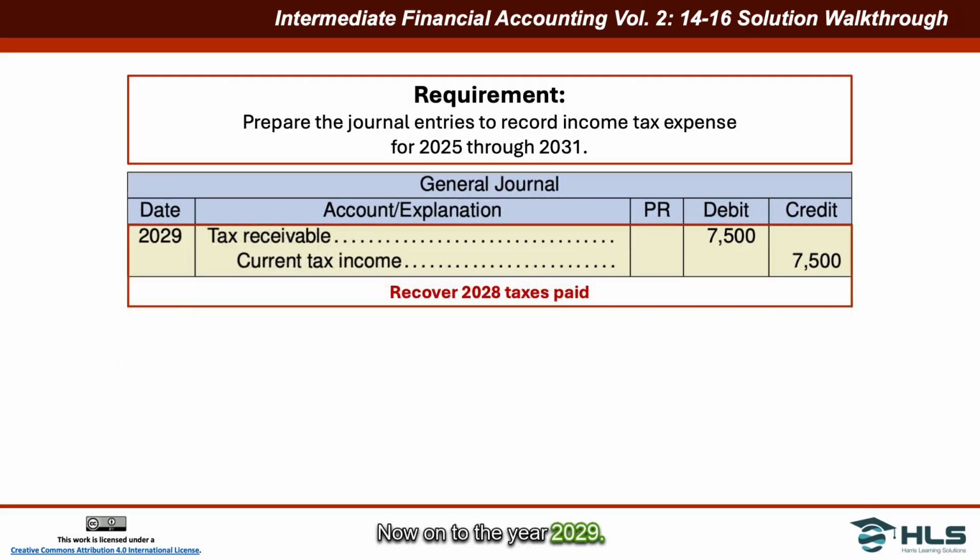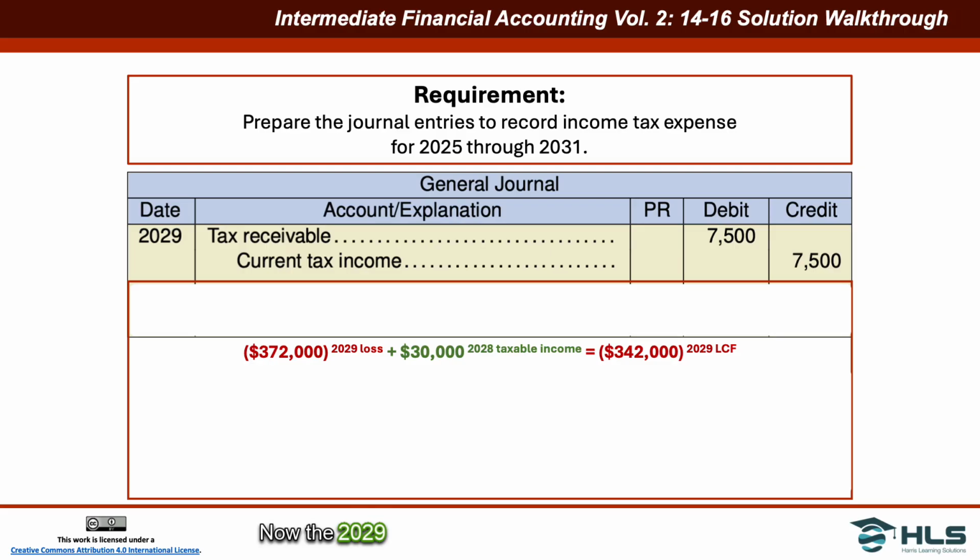Now on to the year 2029. In this year, the company experienced a rather large loss of $372,000, and as a result, it can reclaim all of the previous taxes paid in 2028. So the first thing we'll do is record the recovery of the taxes paid. We'll debit tax receivable and credit the tax income for $7,500 for the taxes paid in 2028.